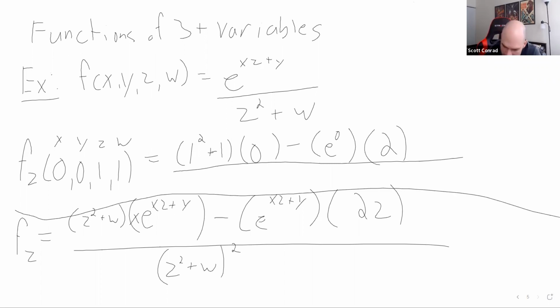Divided by z squared plus w. So 1 squared plus 1 squared. So we get 0 minus 2 over 2 squared. So we get negative 1/2.